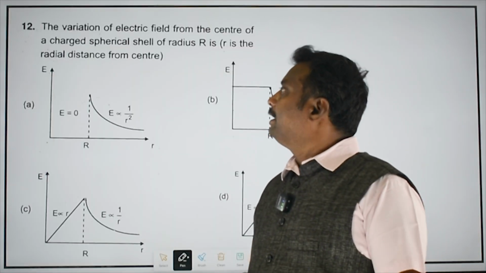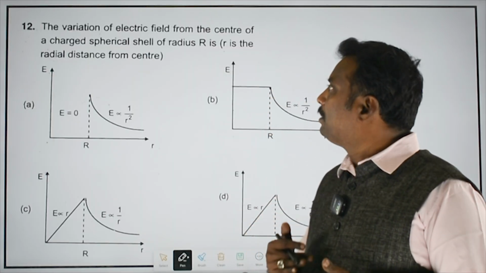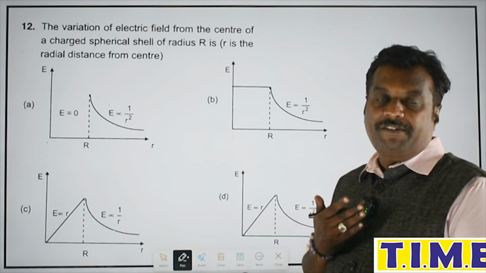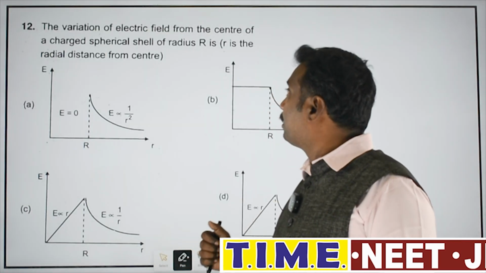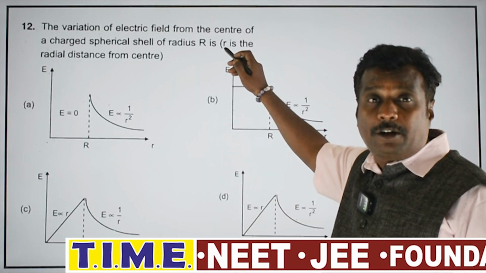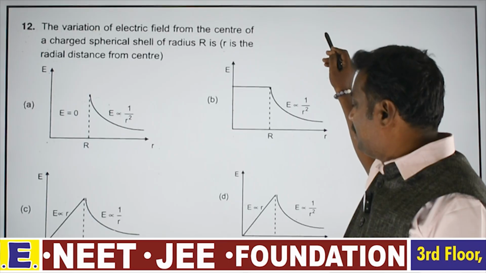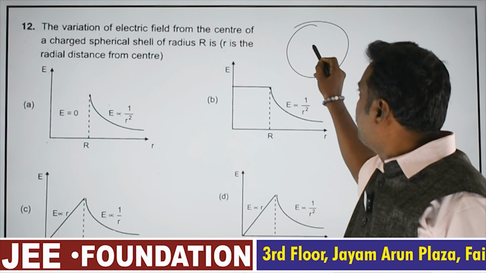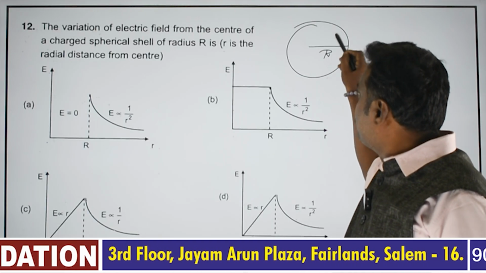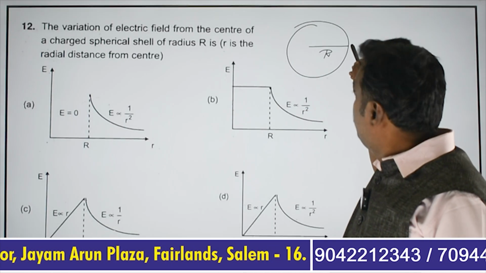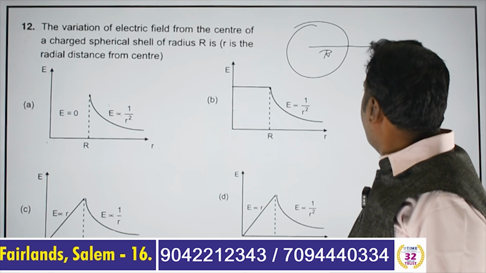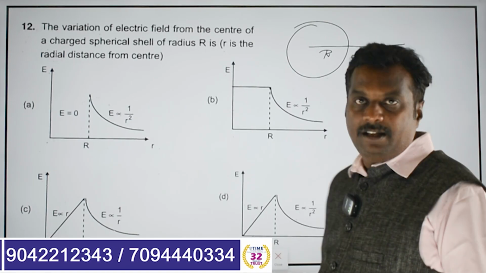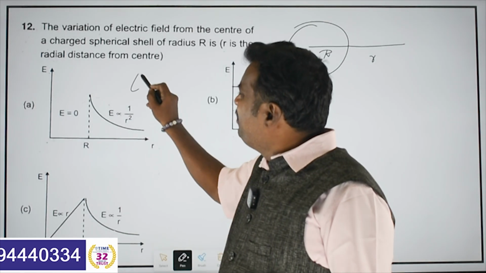The variation of the electric field from the center of a charged spherical shell of radius capital R is அப்படின்னு கேட்டிருக்காங்க. And they also given that R, small r, is the radial distance from the center. Let us draw a sphere. This is your sphere. இங்க இருந்து surface வரைக்குமான distance வந்து capital R. இங்க இருந்து at any point, let us have this point. இங்க centerல இருந்து இந்த distance என்ன? Small r.